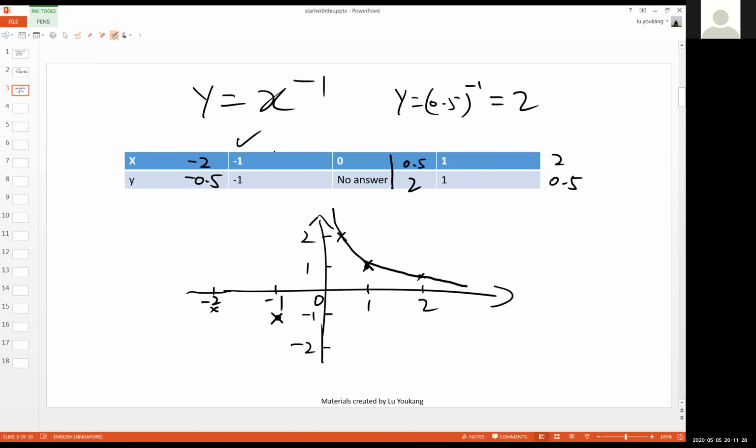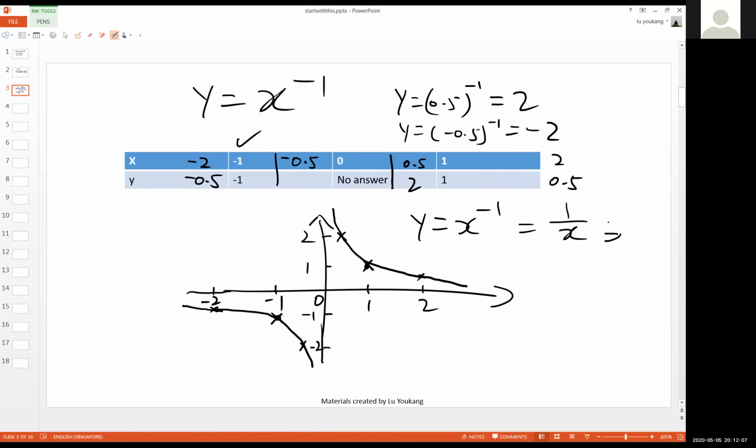For the negative side, let me test negative half. What do I get for this negative half? It should be negative two, right? Yes, negative two. So it's somewhere here. Okay, so I get the trend already. Basically this is our y equals x to the negative one, or one over x. So far so good.